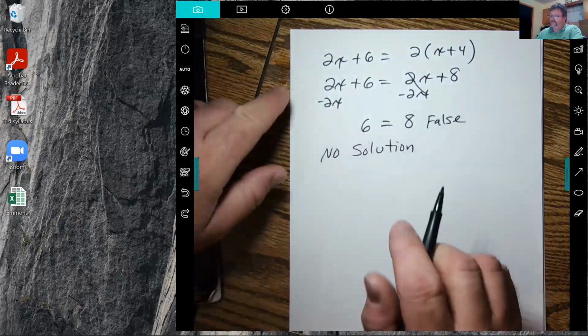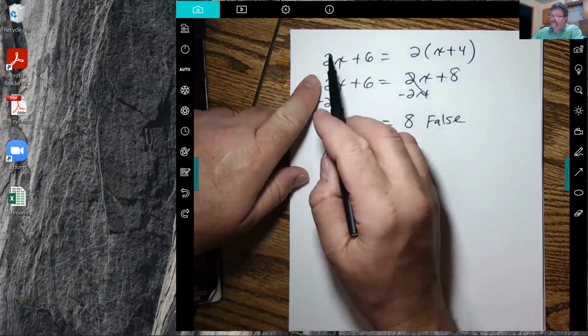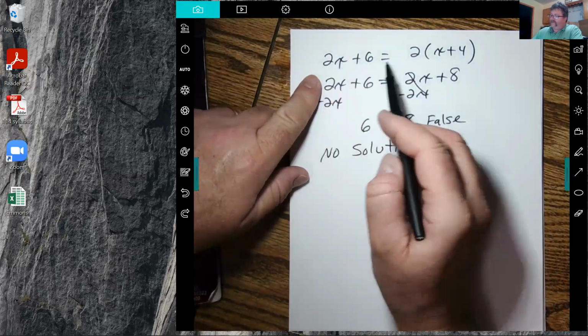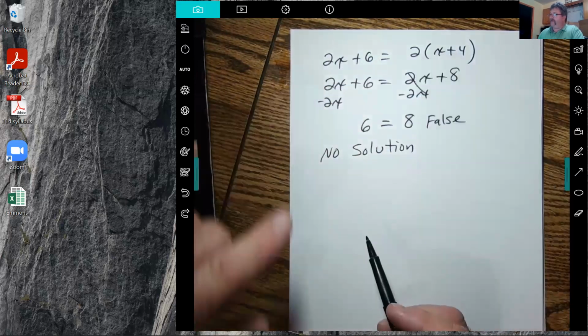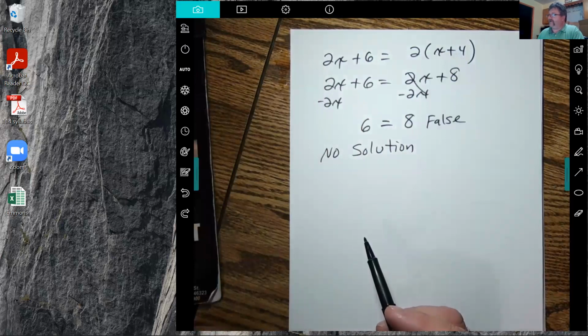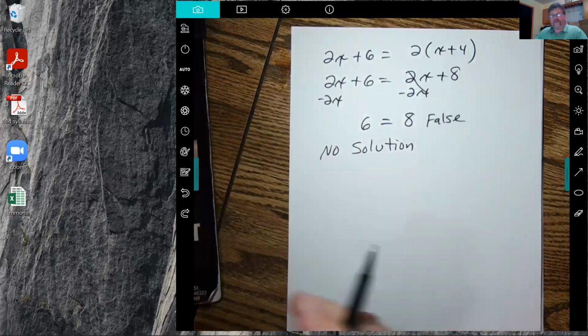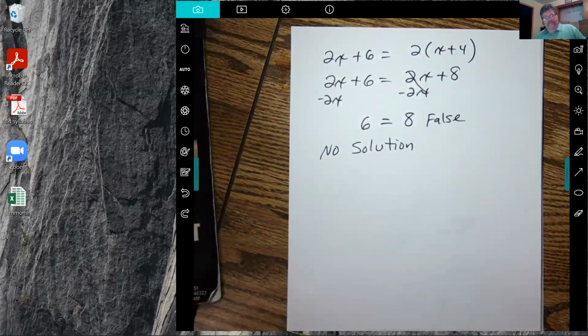What would happen if I put a 0 in here? I would have 6 on one side of the equal sign, and I would have 8 on the other side of the equal sign, right? That's not going to work. So 0 is no good. There's no solution at all. Nothing will work. One extreme case.